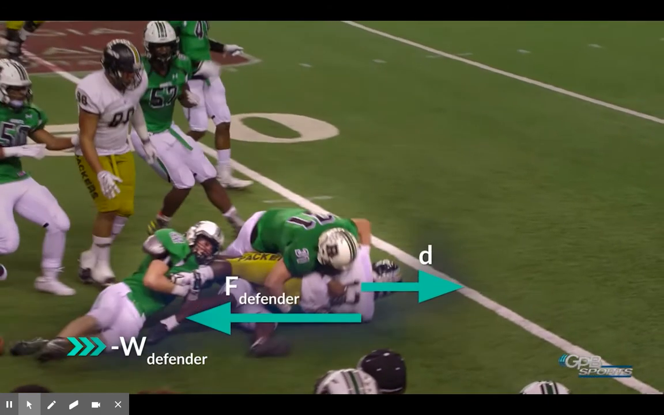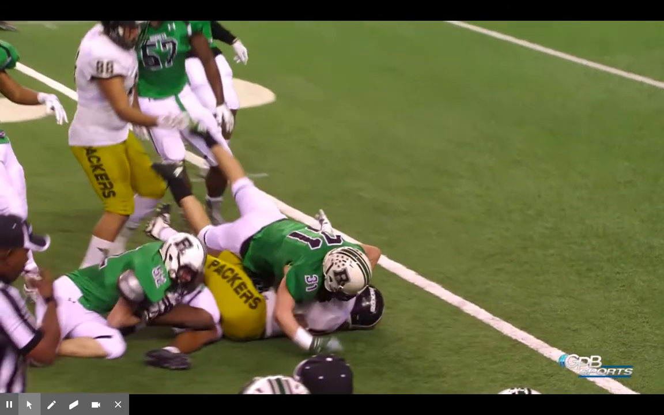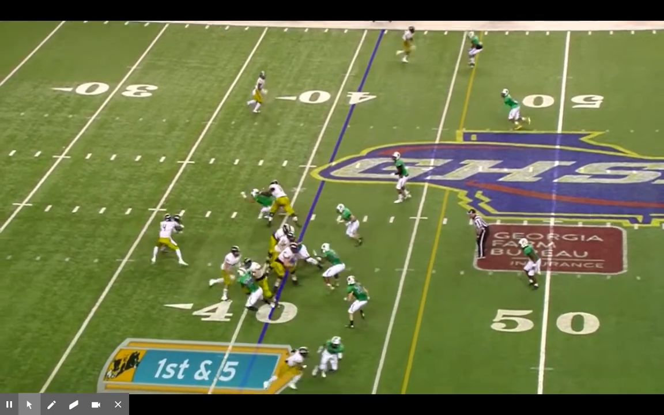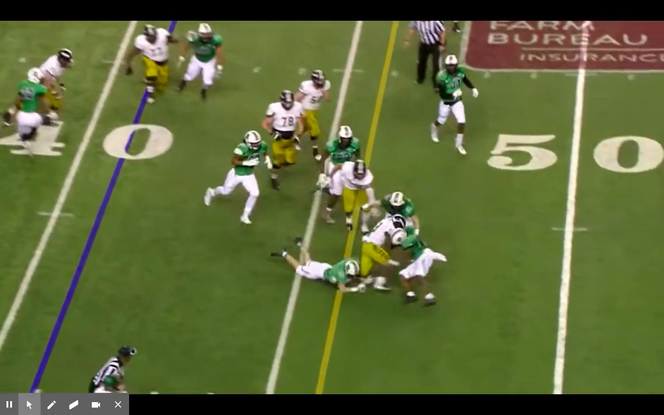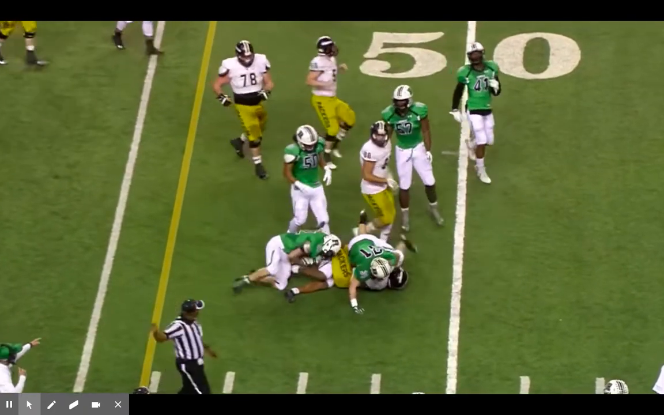That's exactly how friction works. In physics, the work of friction is exactly the work of the defender. Friction is slowing the forward motion of the ball carrier, so the work done by friction is negative.